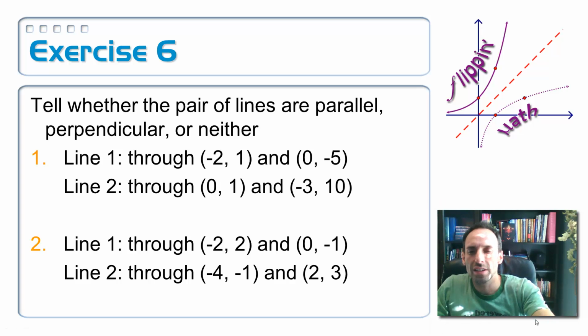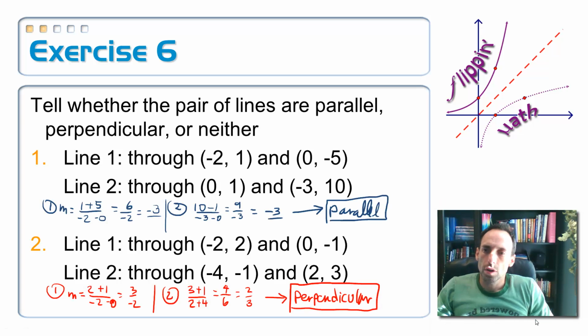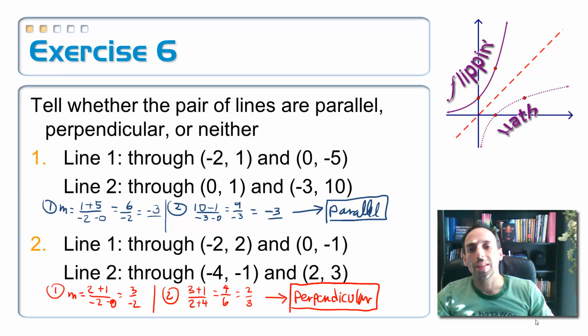All right, so these are the answers you should have gotten. On number 1, line 1 had a slope of -3 and line 2 had a slope of -3 also. They're the same, therefore the lines are parallel. On the second exercise, line 1 has a slope of -3/2, and the second line has a slope of 2/3 when you reduce the fraction. Those are negative reciprocals of each other, therefore the lines must be perpendicular.